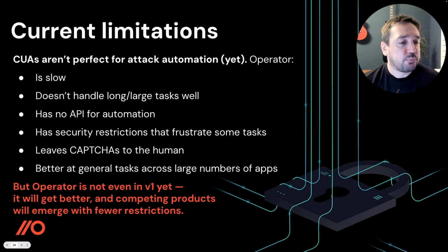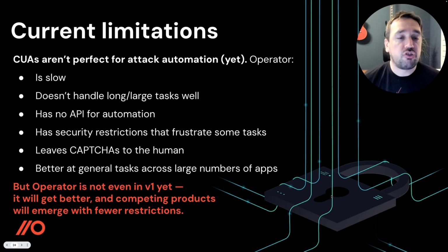It's almost like that. So really, it's better at general tasks across large numbers of apps. That's what it's good for, right? But this is just one thing. It's Operator. It's not even V1. It's going to get better, and there's going to be competing products, and they're going to emerge with fewer restrictions. So what we've got to think now is that this is the first version, or not even V1 really. This is like beta. What's coming next?